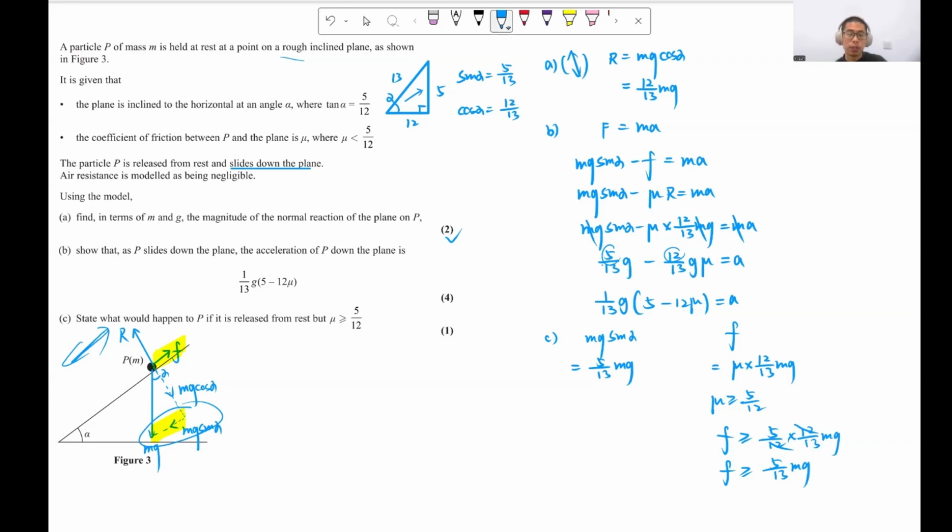So if the friction is bigger than the downwards force, then it shouldn't move downwards. It should just stay at rest. Because for the particle to move, the downwards force has to be bigger than the friction. Otherwise, it will stay at rest. So you just have to say the particle P will stay at rest. And that will be the final answer.